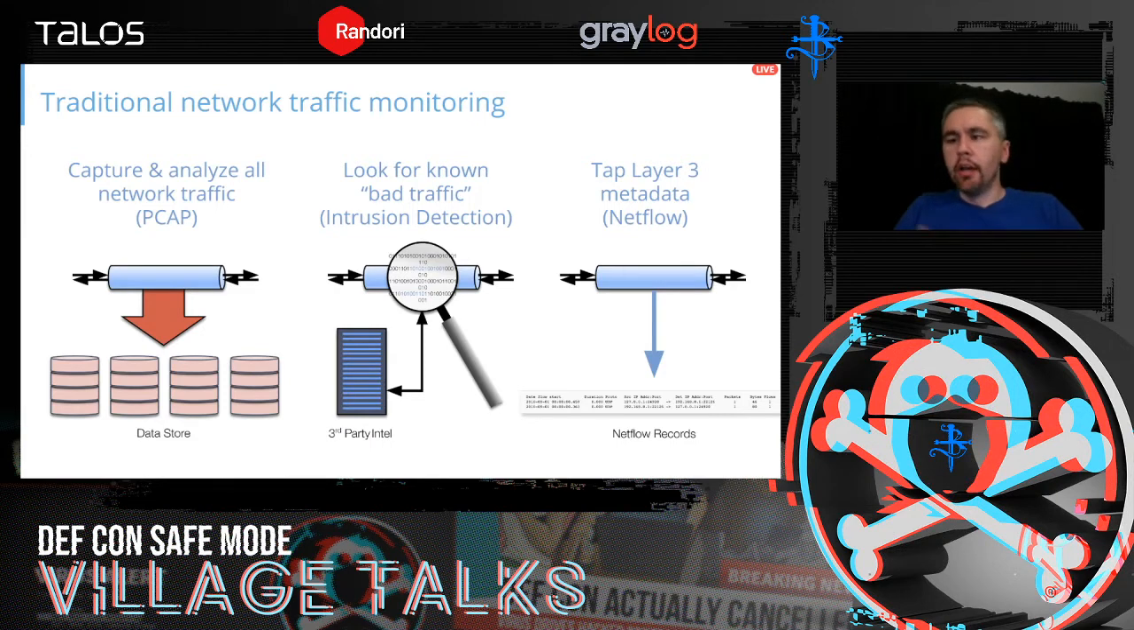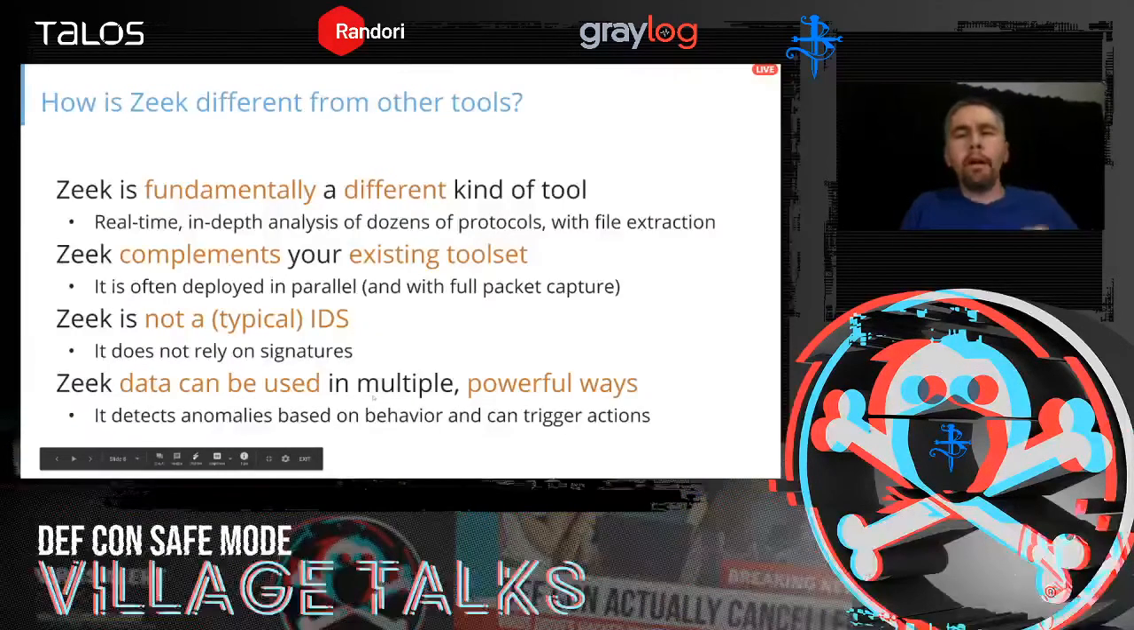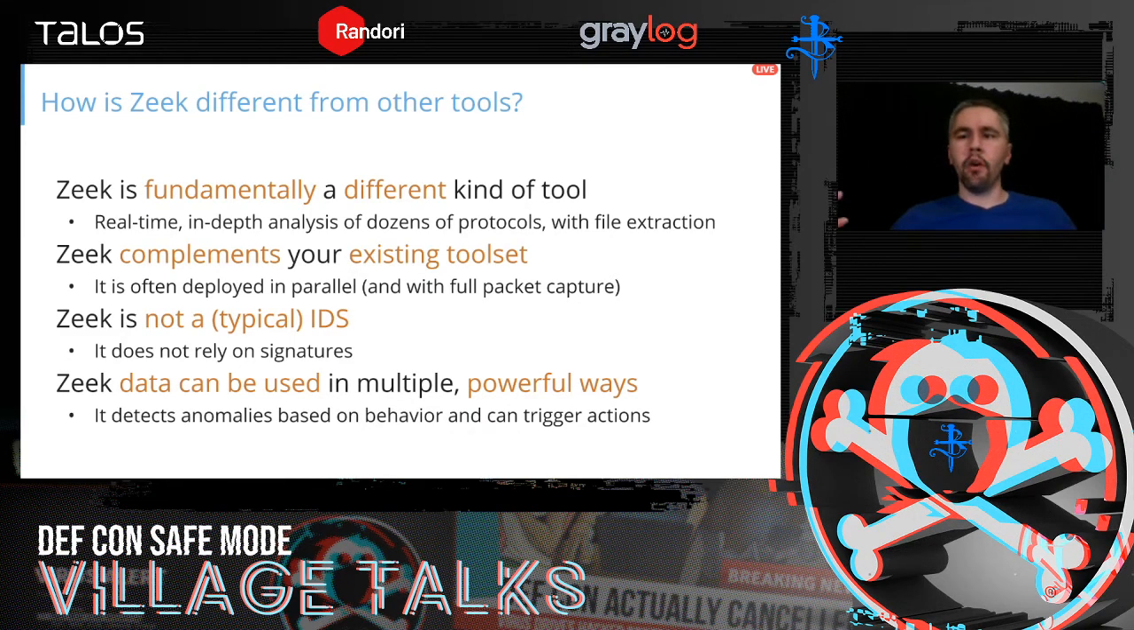signature-based detection. And then on the far right, we have NetFlow. We have the IP addresses, ports, protocols, timestamps, that kind of high-level information. These are three very common tools that you're probably already familiar with. But let's use those to compare Zeek. To start off with, Zeek is really fundamentally different from something like NetFlow. It's fundamentally different from all of these, but let's start with NetFlow.